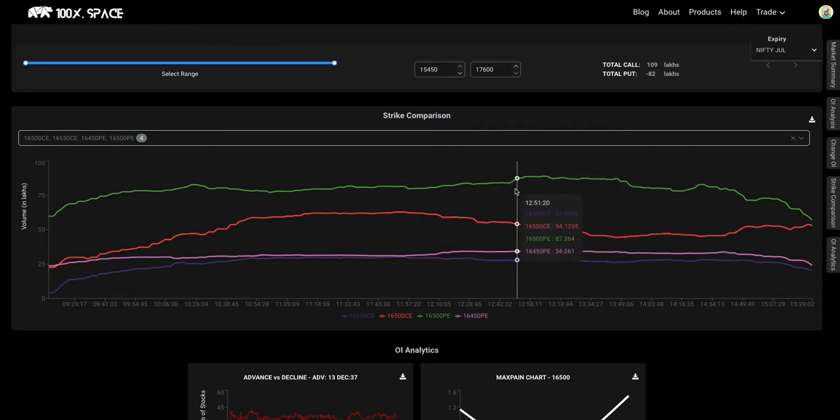For example, today, after around 12, when the whole big move started coming downwards, I think on the 16,500 PE the people were initially very confident, but then they understood the market is going down, so they started squaring off. Here it was 87 lakhs, but at the end it is just 56, so more than 40 to 45% OI is gone in PE. But still, see the red one, the CE, it's going up and was very consistent from the morning, increasing. So I think these guys were building the position.